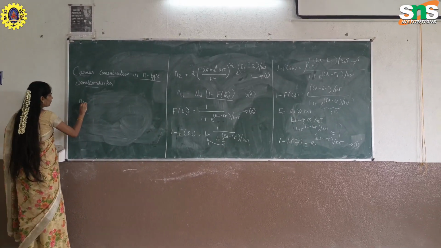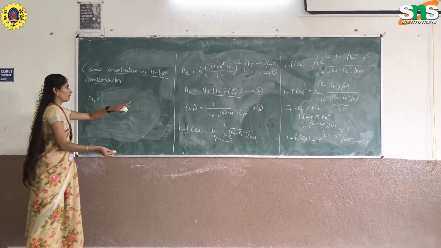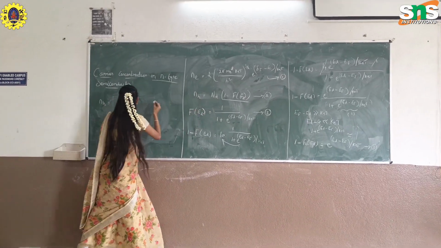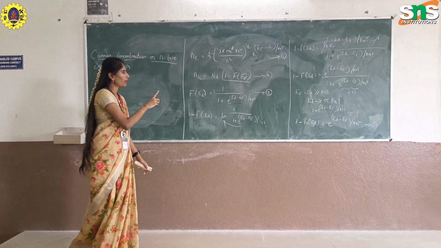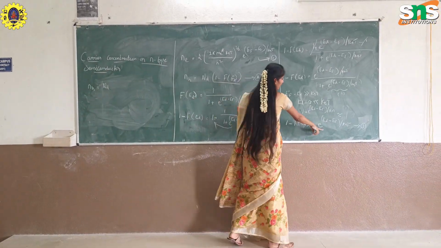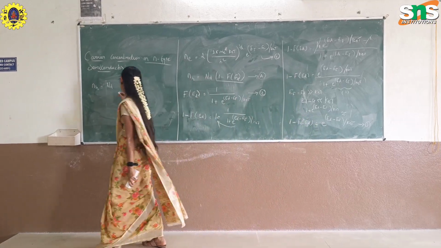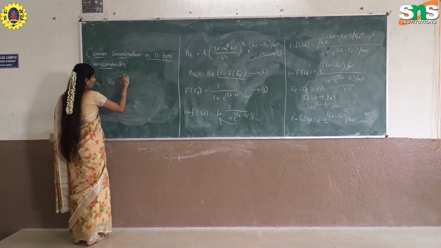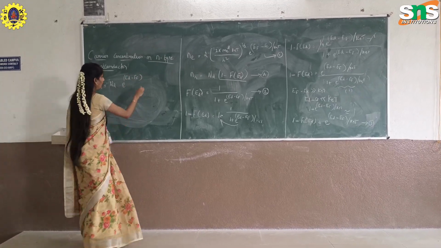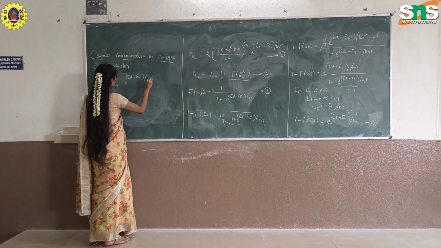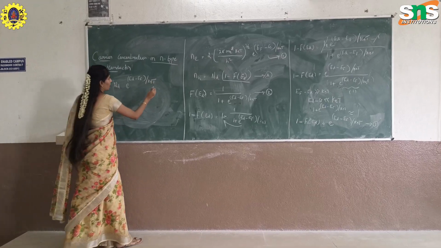NH is equal to what is the value? ND into the 1 minus f of d, into d value, is e power of (ed minus ef) divided by kBT. This is equation number 4.